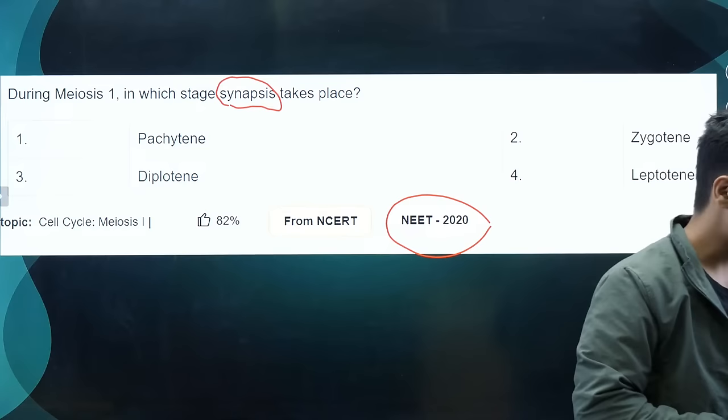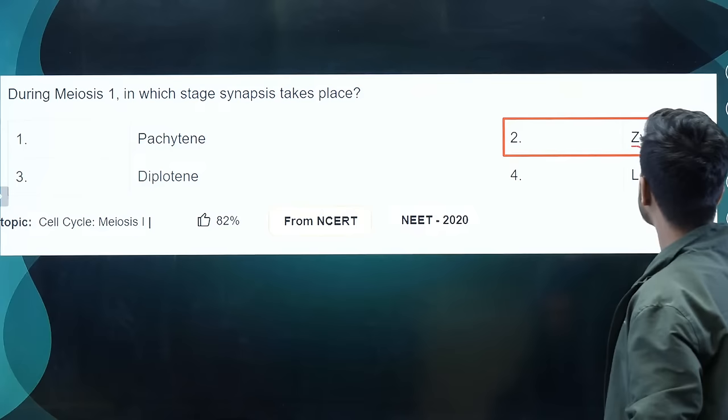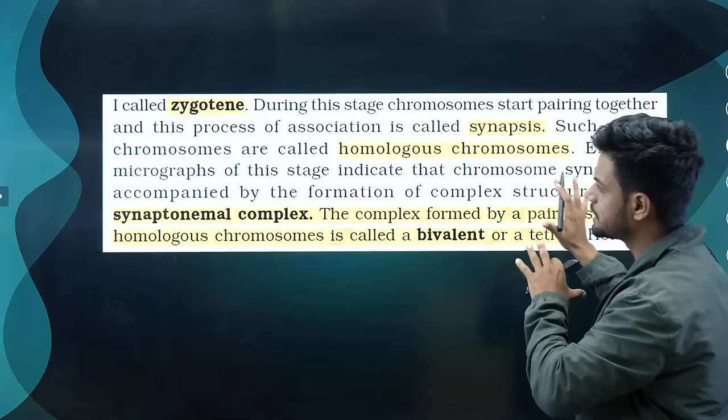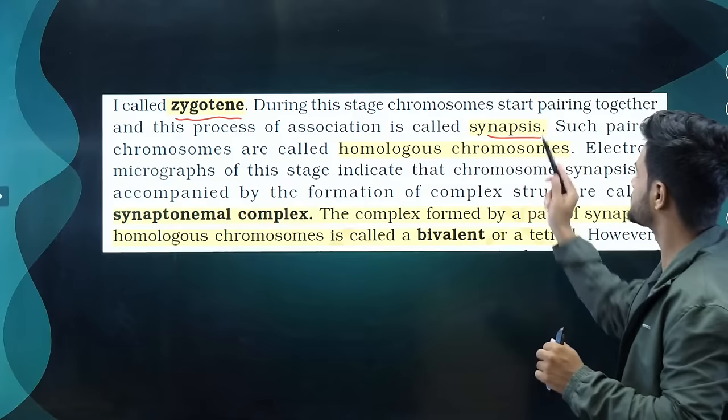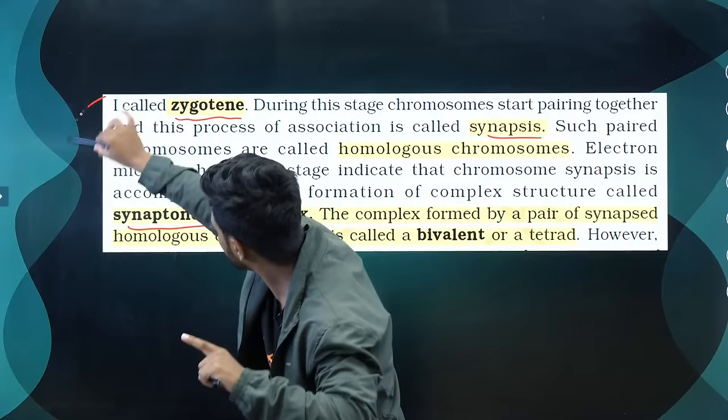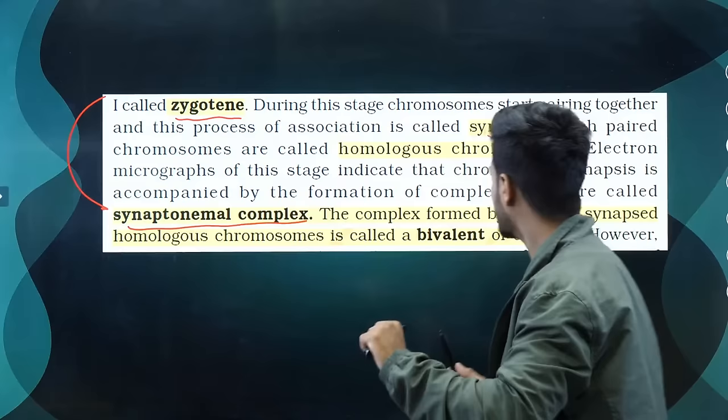Synapsis takes place at your zygotene stage, the second stage. If you look at your NCERT, can you see here? In the zygotene stage, there is formation of synapses, and also formation of the synaptonemal complex. Remember, in the zygotene stage, we have the formation of the synaptonemal complex. Done.